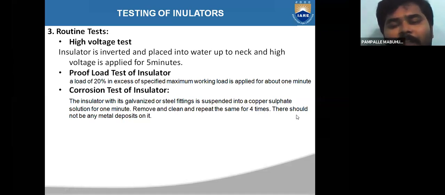If you observe the insulator, there should not be any metal deposits on the insulator. Here, in copper sulfate solution, you are dipping the insulator. So there should not be any metal deposits on the insulator. If there are no metal deposits, then that insulator has passed this corrosion test. That insulator will be used for the practical purpose. Okay. So these are the different tests which are generally done in laboratory before the insulator is used for practical purpose.